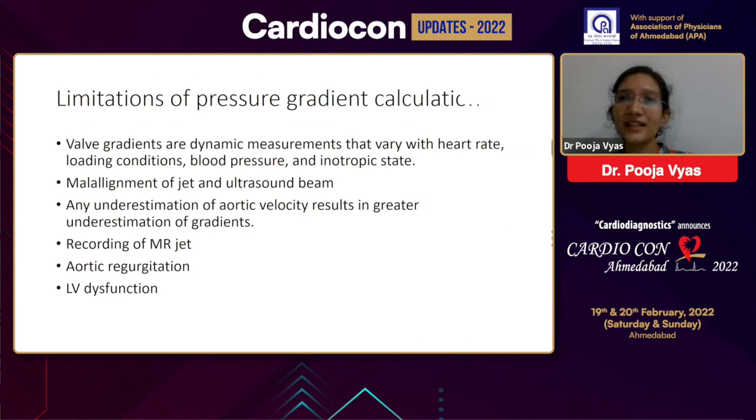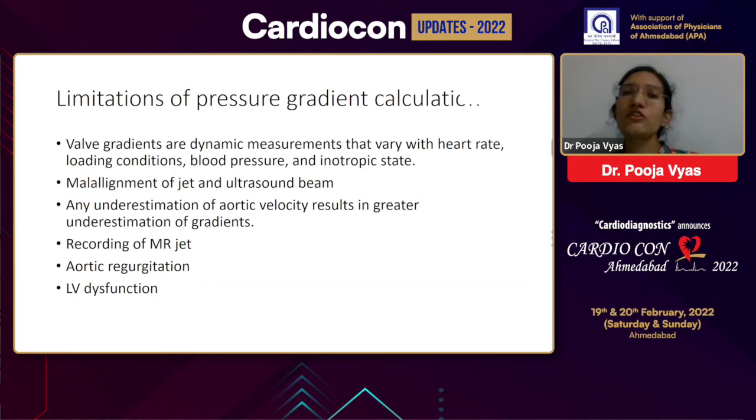Limitations of pressure gradient calculations. We should know that these valve gradients are dynamic, so it varies with heart rate, loading condition of the heart, blood pressure, and the inotropic state of the heart. So if there is malalignment of the jet and the ultrasound beam, it will lead to the underestimation of the pressure gradients. So any underestimation of the aortic velocity will result in the greater underestimation of the gradient, because the pressure gradient is equal to 4 V square.